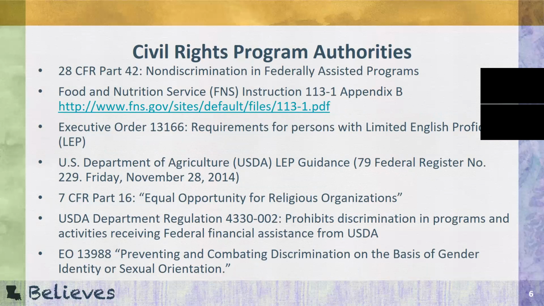Here are other resources and authorities on civil rights and child nutrition programs. I will draw your attention to FNS Instruction 113-1, which is entitled Civil Rights Compliance and Enforcement, Nutrition Programs and Activities. This guidance covers the scope of civil rights laws and child nutrition programs. On January 20th, 2021, President Biden issued the latest executive order 13988, which states that all persons are entitled to dignity, respect, and equal treatment under the law, no matter their gender identity or sexual orientation.